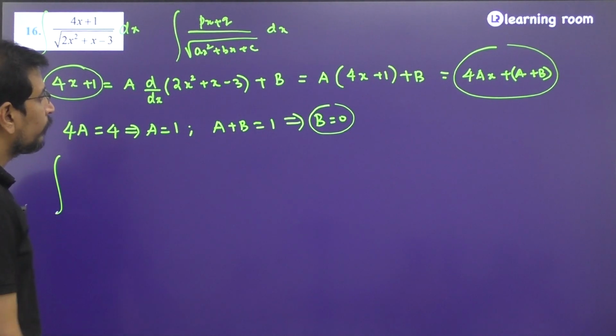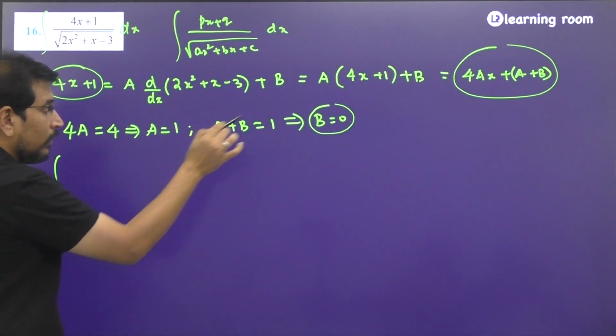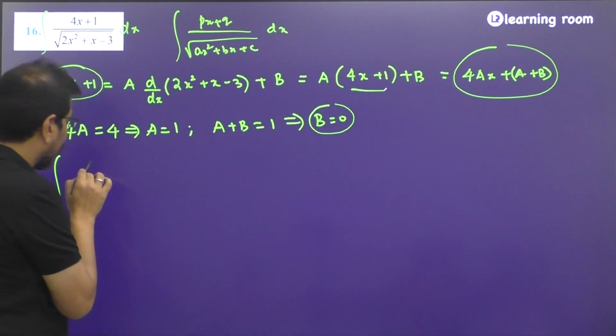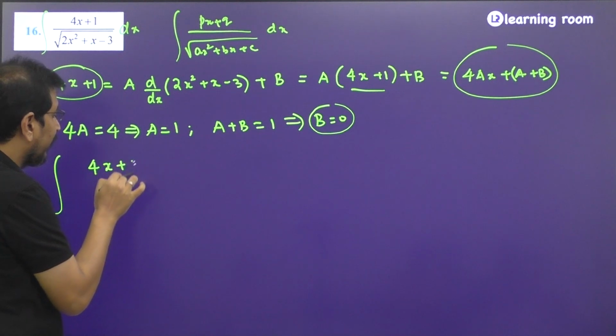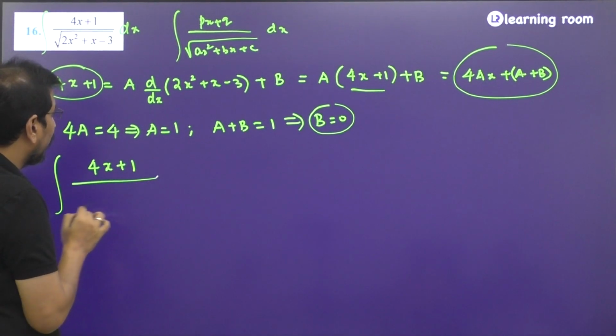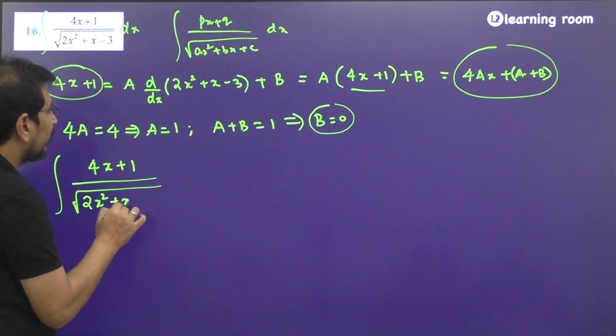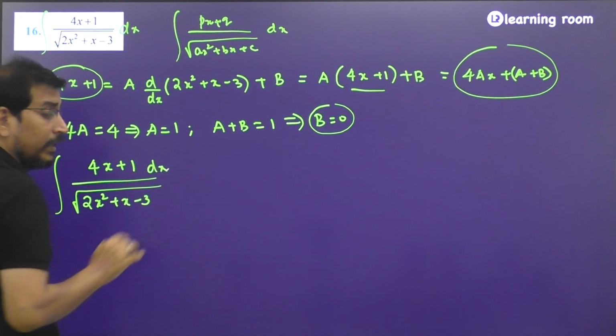Here, the integral of, what can I do? I can write a as 1. So 1 into (4x plus 1). So basically it is 4x plus 1. It is the question itself: 4x plus 1, the whole divided by square root of 2x square plus x minus 3 dx.